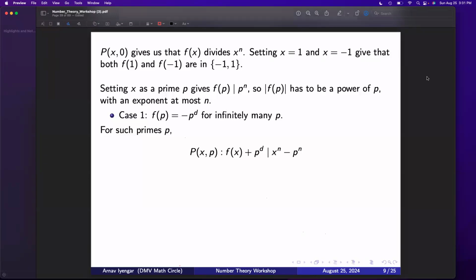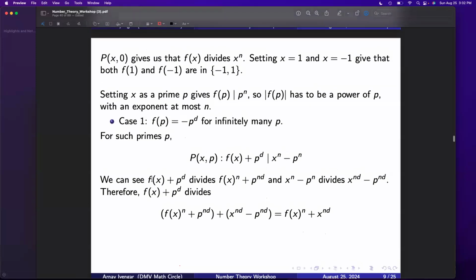Multiplying by that might work, but it's probably basically the exact same idea. So the way you can do it is, f of x plus p to the d has to divide f of x to the n plus p to the d to the power n. The reason is that n is odd, and a plus b divides a to the n plus b to the n for any odd n. Similarly, this is how you can get p to the power nd for this one. However, you can also get p to the nd from the right-hand side. You can take both x to the n and p to the n to the power d, so you'll have x to the n minus p to the n divides x to the nd minus p to the nd.